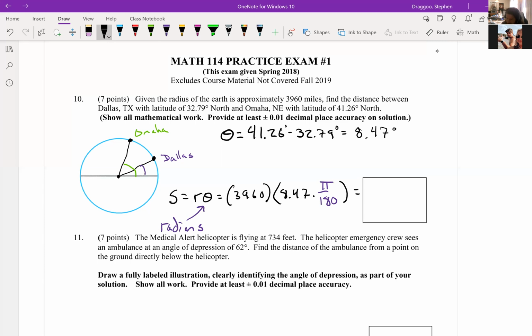3960 times 8.47 times pi divided by 180. And I got 585.40. And that'll be in miles. Cool. Seems like that worked. Go team.